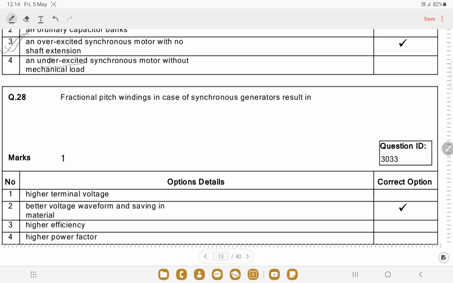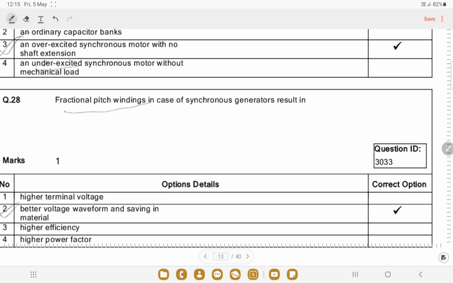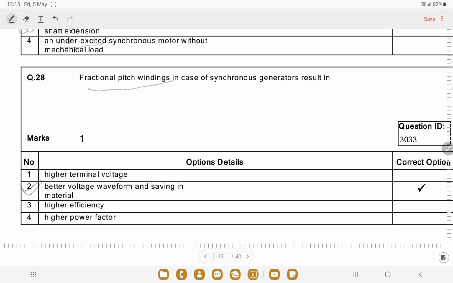Next, fractional pitch winding in case of synchronous generators results in an improved waveform, a better waveform, and it also helps in reducing the copper loss. So from these options we can have better voltage waveform and saving in material. If the copper loss reduces, the material saving can also be done.